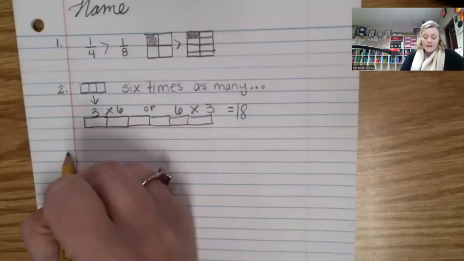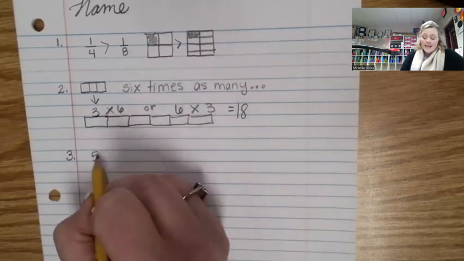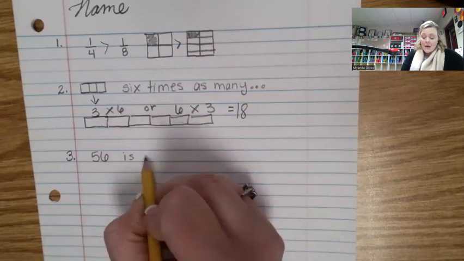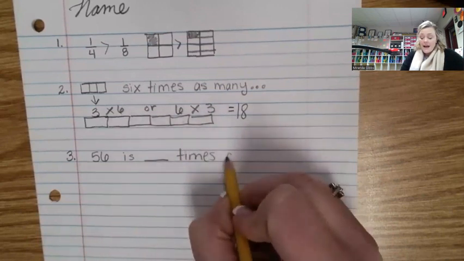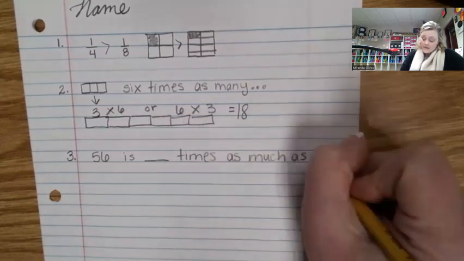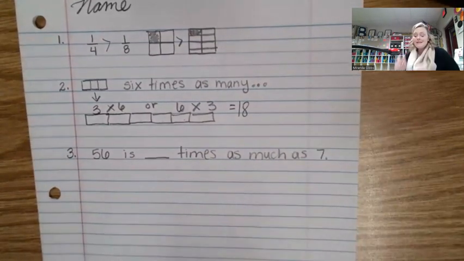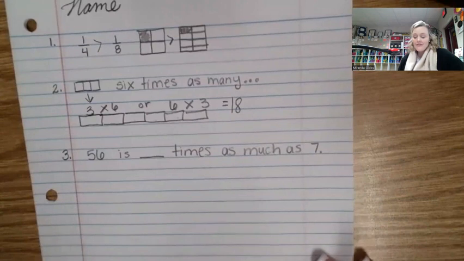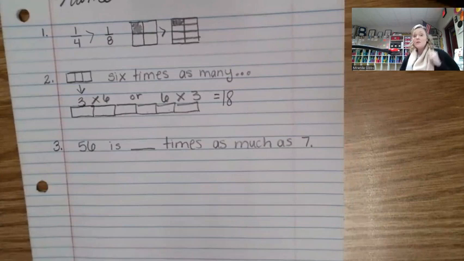Okay, number 3. 56 is blank times as much as 7. And I went over their pink line. Oops, it's okay. So go ahead and pause the video and see if you can take this problem and write it into an equation or draw a picture. Okay, let's see how you did.